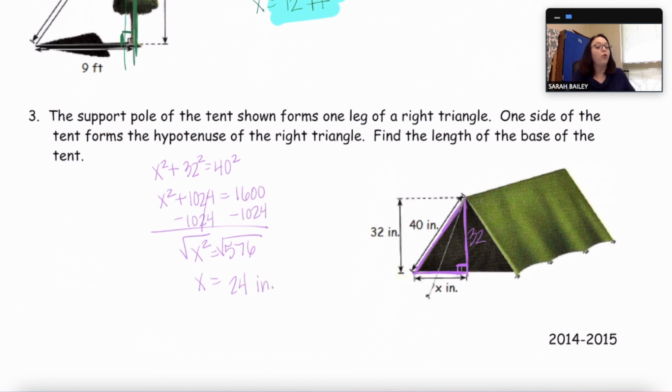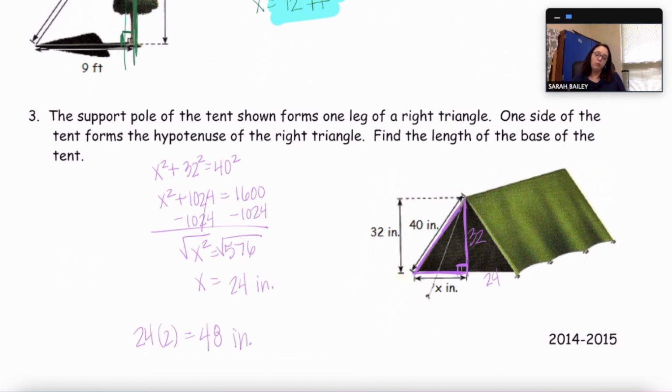Now, be careful though. It says to find the length of the base of the tent. So what we've done is we've found this piece right here. Well, if that's 24 inches, what do you guys think this piece is? Also 24 inches. So that's another 24. So I'm going to do 24 times 2, which is 48 inches.